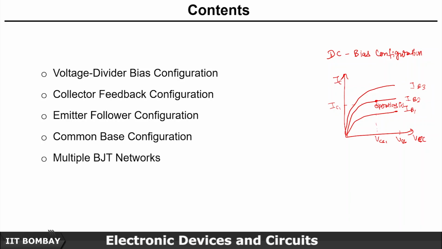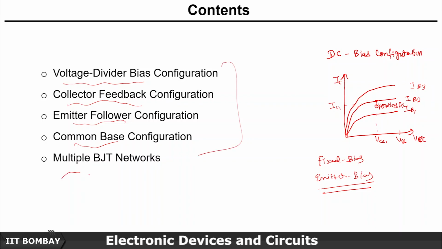On top of DC bias we have the AC signal which will get amplified. In the previous lecture we talked about the fixed bias and emitter bias configurations, where we found emitter bias is more stable. Today we are going to discuss the voltage divider bias configuration, collector feedback configuration, emitter follower configuration and common base configuration. These four configurations we will discuss, and then we will also talk about some different multiple BJT networks.